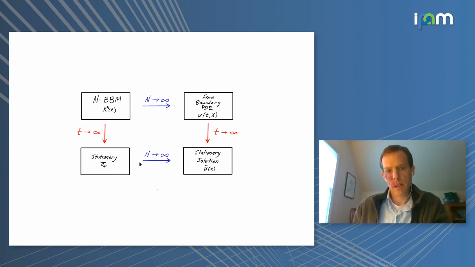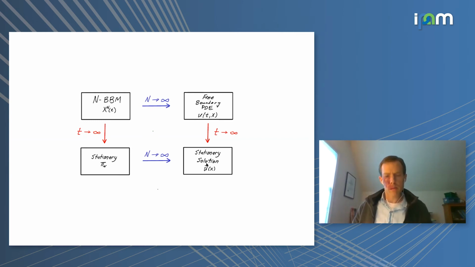So that last statement has to do with this lower part of the diagram. Think of the stationary measure as the large time limit, and as n goes to infinity, there's a sense in which the stationary measure converges to the large time limit for the free boundary problem. So the diagram commutes.